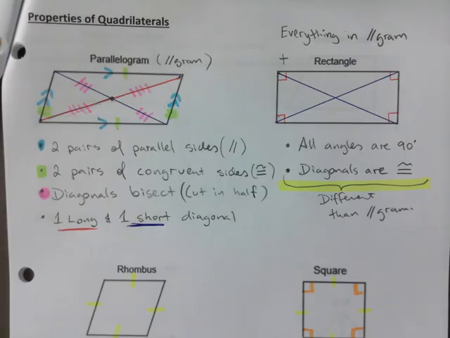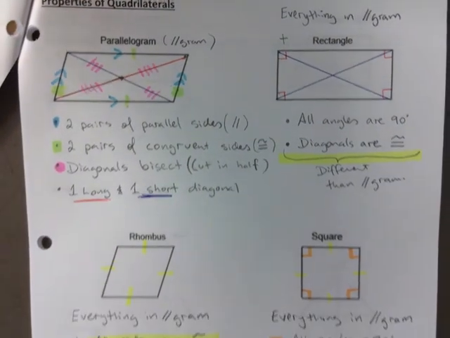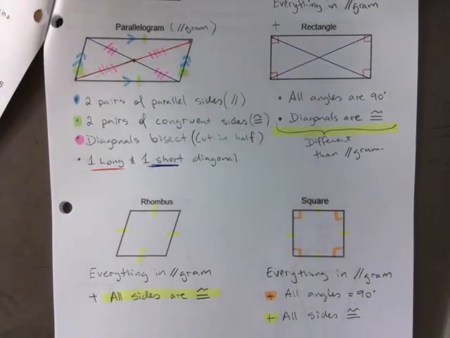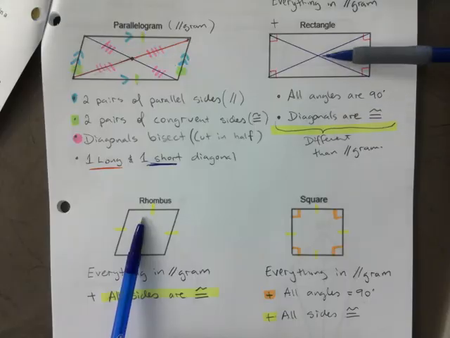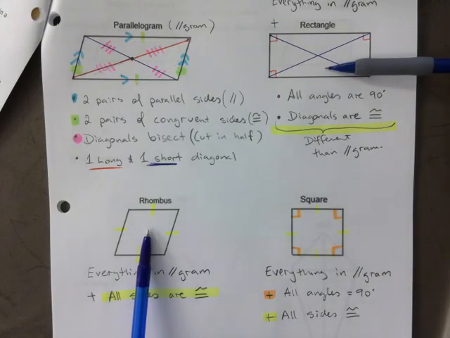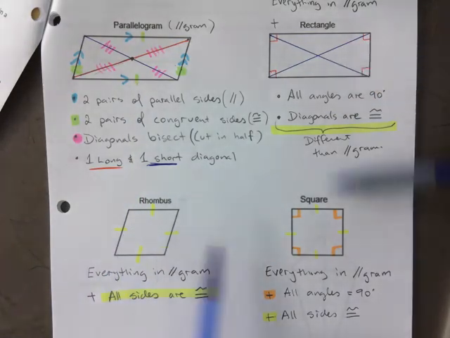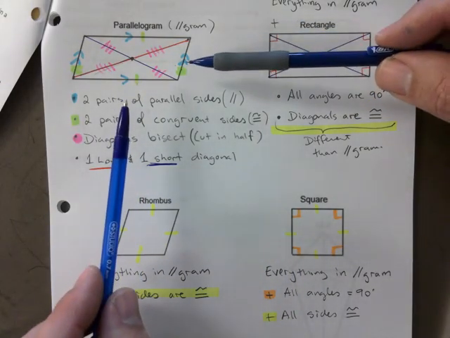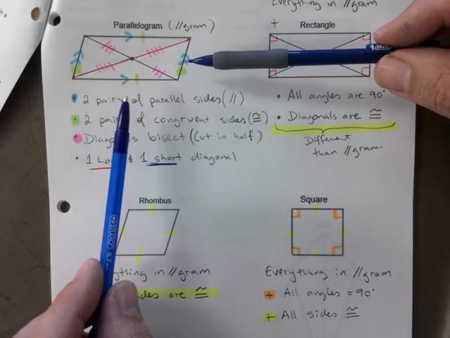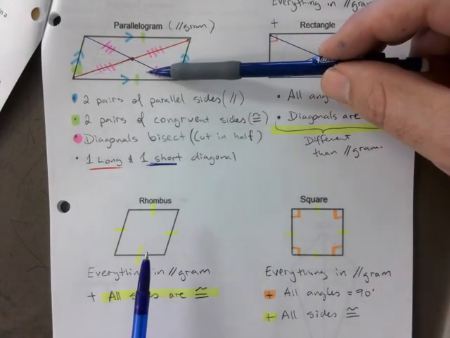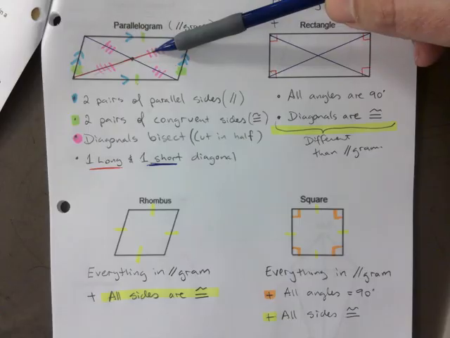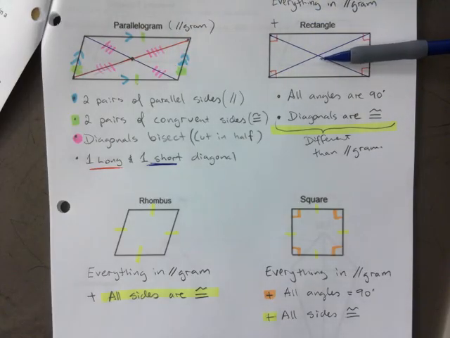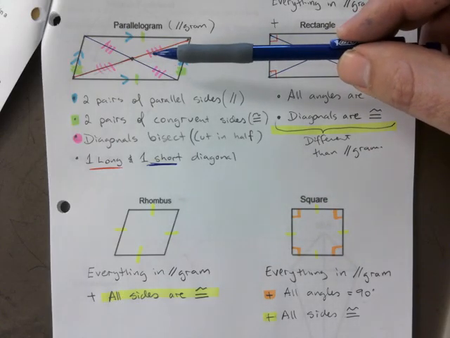Okay. So listen to this part. This is the important part here. Any of these three here can always be a parallelogram. Like they can always be labeled as a parallelogram. But you cannot say that all parallelograms are rhombuses, or all parallelograms are squares, or all parallelograms are rectangles. You can't say that. But you can say that all three of these are definitely under the parallelogram category.